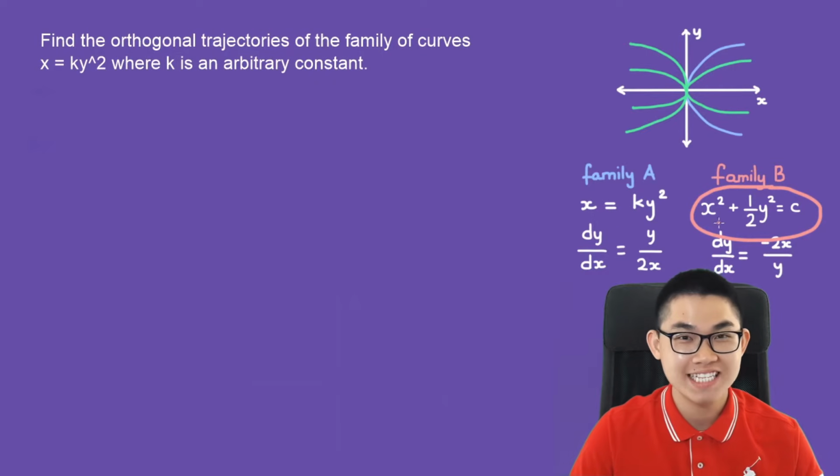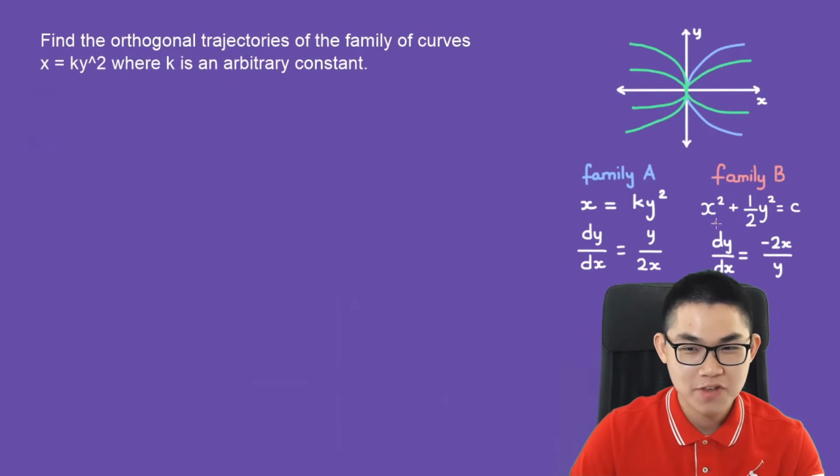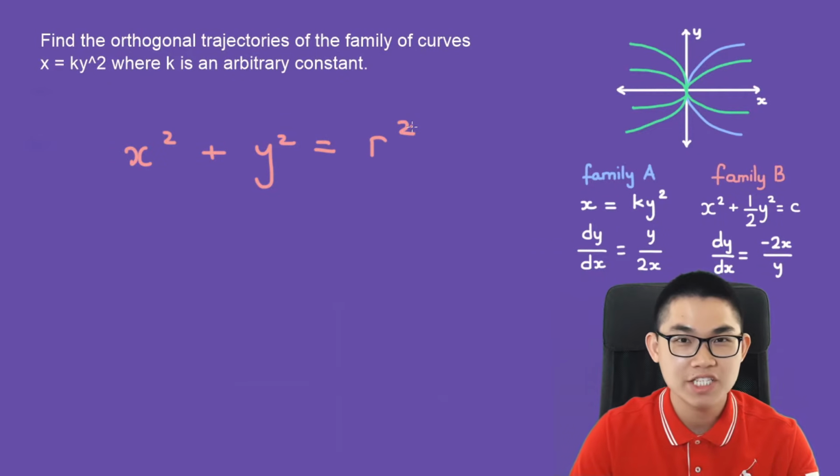So what exactly does it look like? Well, if you remember, x squared plus y squared is equal to r squared is the equation of a circle.